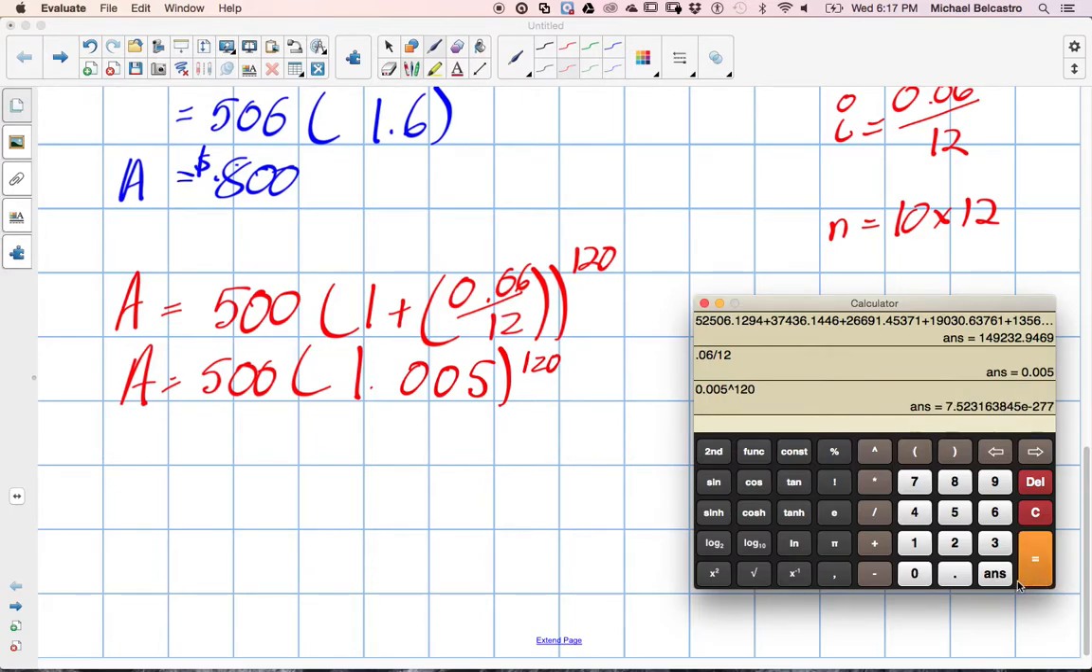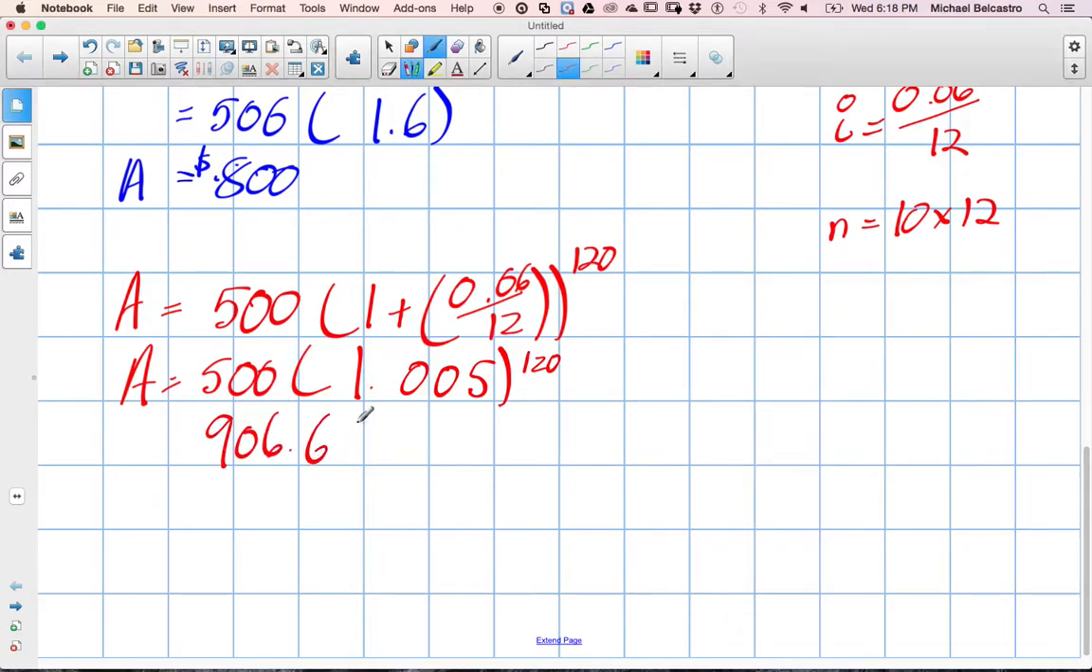Oh, sorry, that's not the right number. I was going to say that got way too small. 0.005, there we go, to the power of 120. Then you can already see, because remember this number was 1.6, this is 1.8, so it's going to be larger. Because of those compounding periods, we've actually earned much more money. Multiply that by our 500 and we get $909.69. So as time progresses, the more something is able to compound, you earn significantly more money. In this one, we earned $409, which is $109 more than the simple interest one.